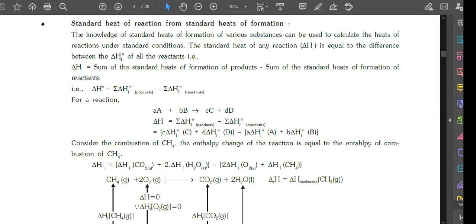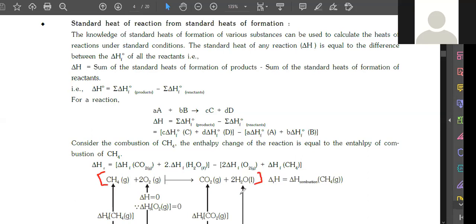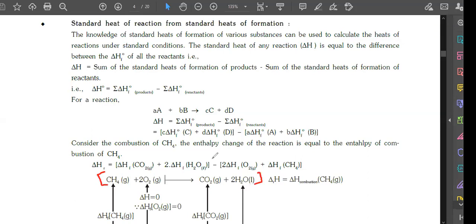CH4 plus 2O2 gives CO2 plus 2H2O. Yes or no? Tell me. Yes. Now this is also your combustion reaction. This enthalpy of reaction is actually your heat of combustion, because this reaction is a combustion reaction. But the concept of enthalpy of reaction would be the same. So it would be heat of formation of CO2 plus 2 into heat of formation of H2O, minus heat of formation of CH4 plus 2 into heat of formation of O2.